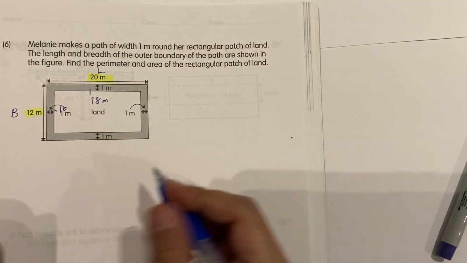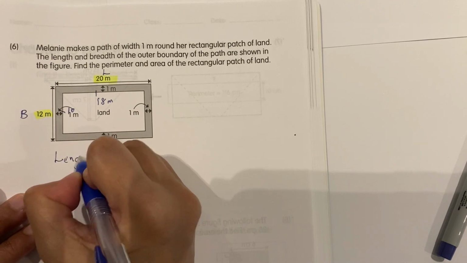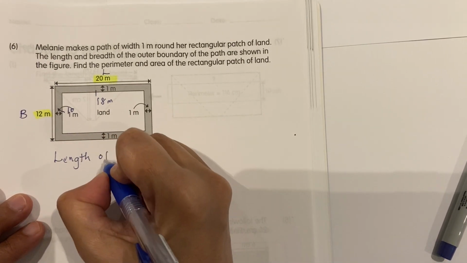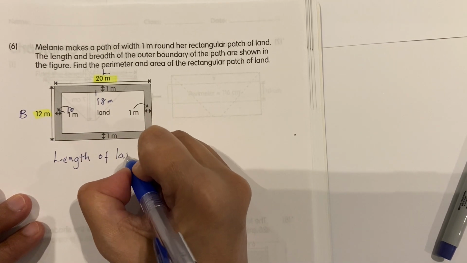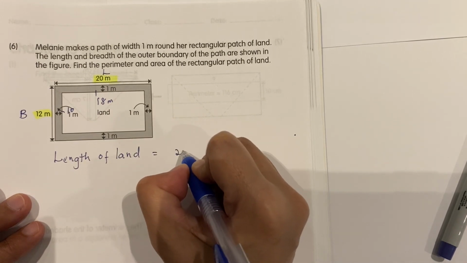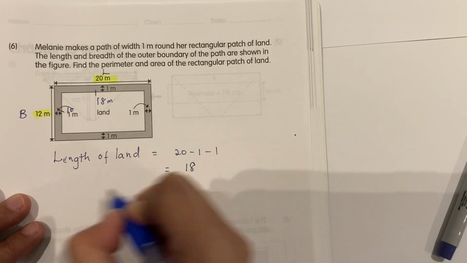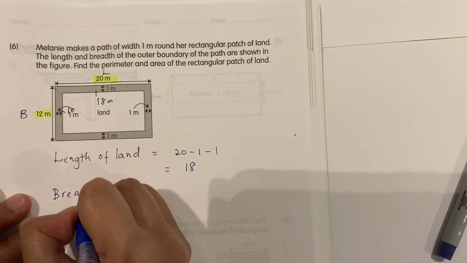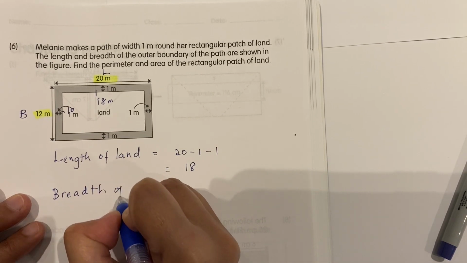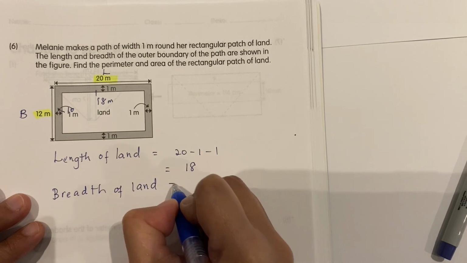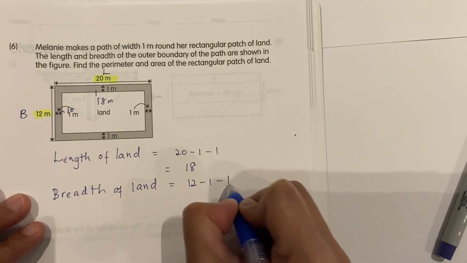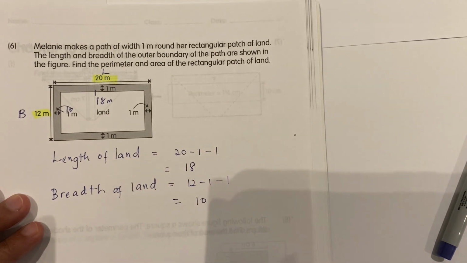Right, so write down length. Length is equal to 20 minus 1 minus 1 equals 18. Breadth is equal to 12 minus 1 minus 1 equals 10.